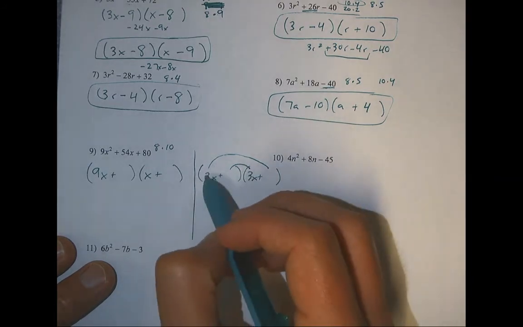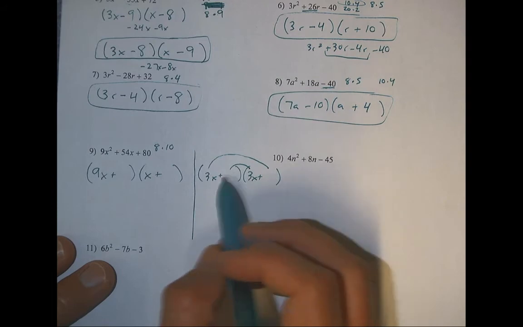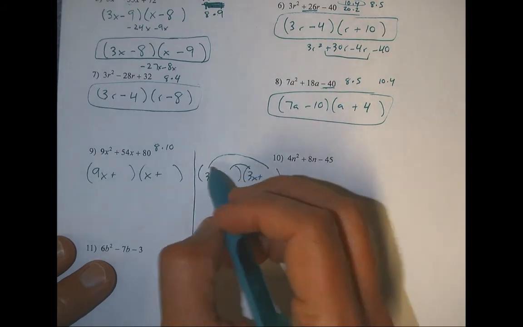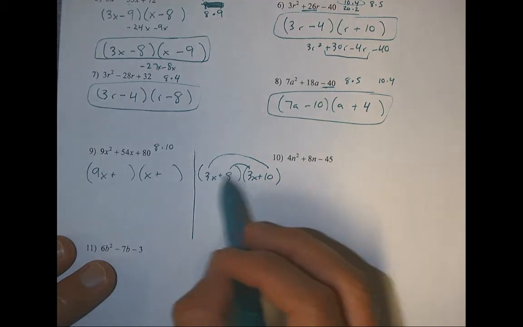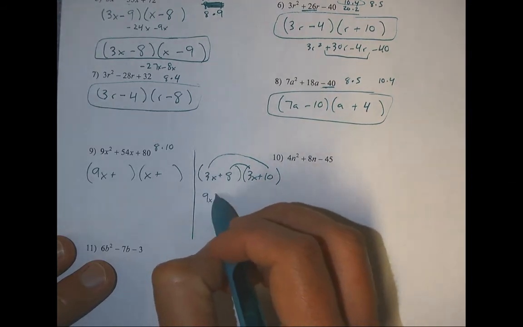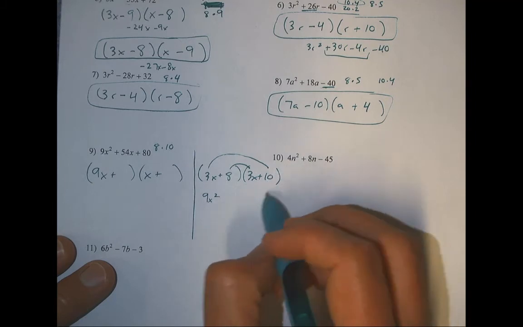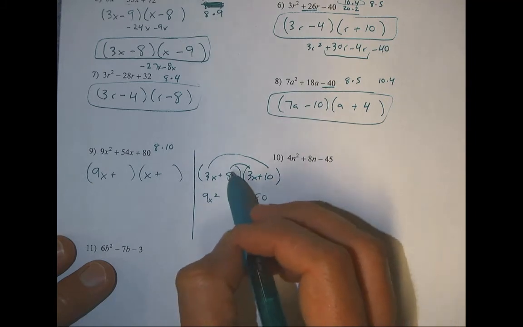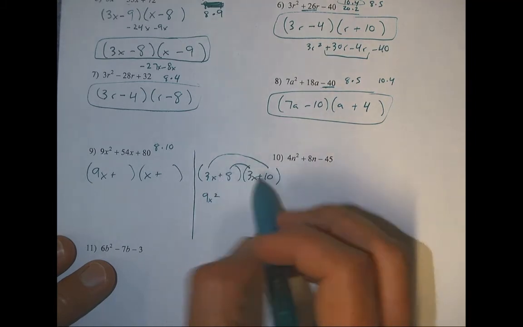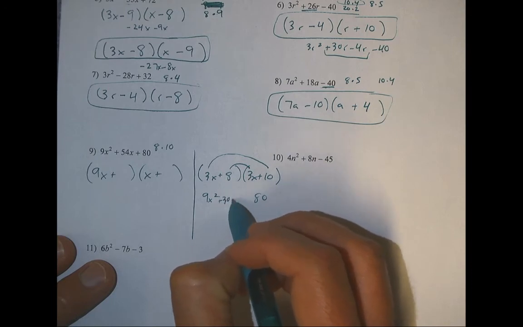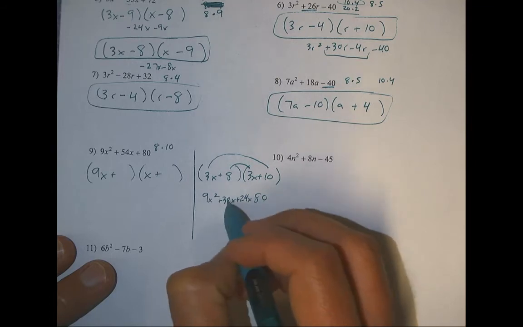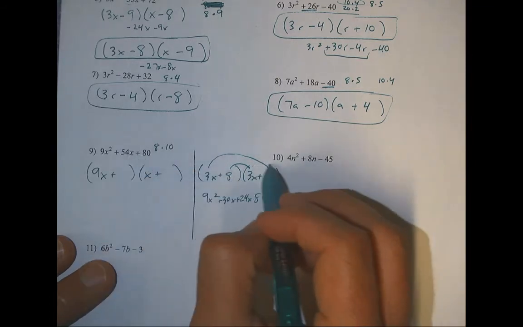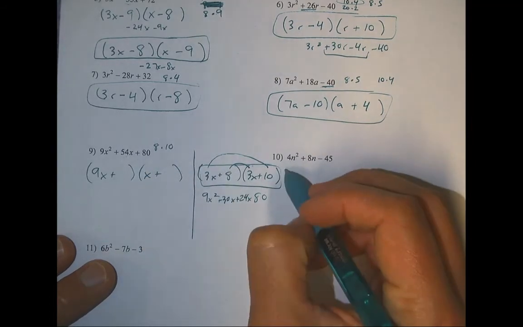Let's take a look. And in this case, it's not going to matter where you put them because they're both going to get multiplied by 3. So I'm going to put the 10 here and the 8 here. But let's make sure we see it. The 3 times the 3 is 9x squared. We know the 8 times the 10 is the 80 out here. But in the middle, we're going to do 3x times 10, so that's 30x. And we're going to do 8 times 3x, and that's 24x. And together, that's going to give me the 54. And so that's going to work out for me.